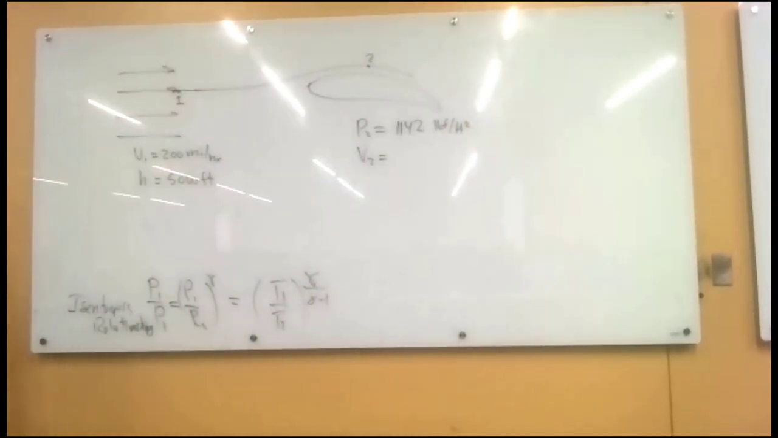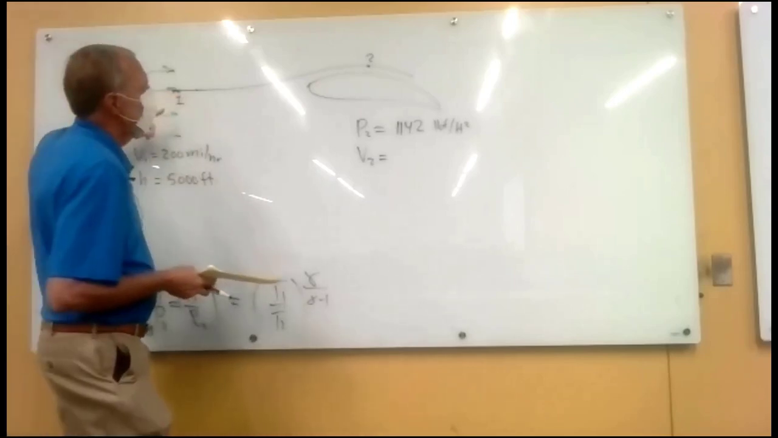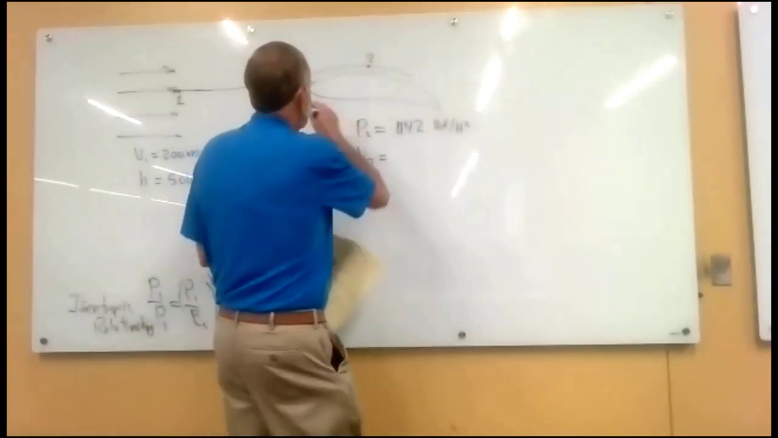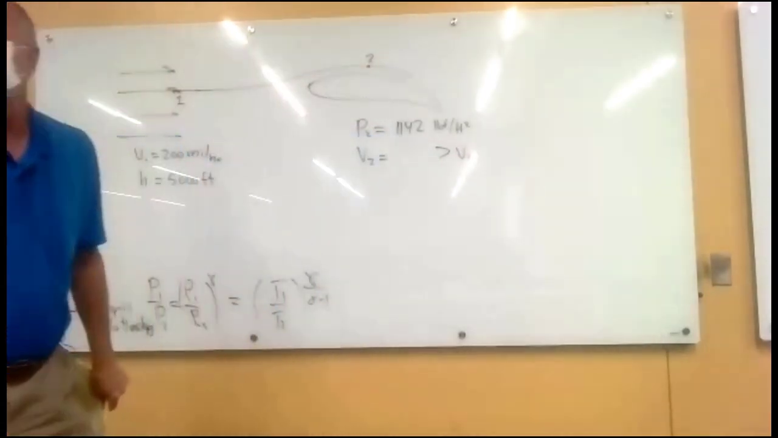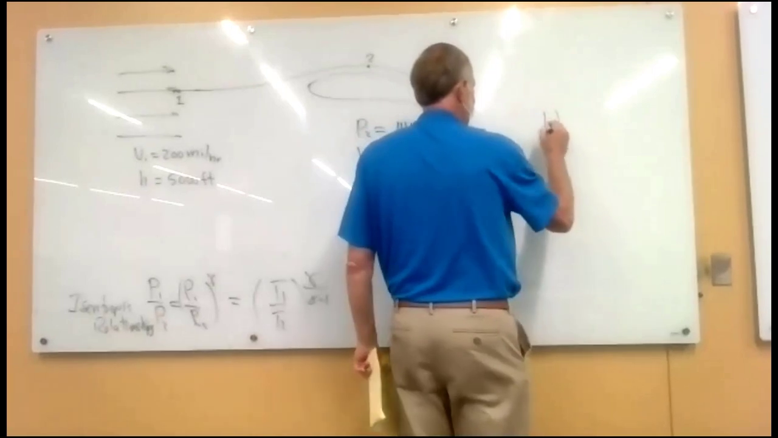All right, we're not going to assume incompressible flow. We're going to say this is compressible flow. This is pretty close to the borderline, right, of 225. But as the air goes around the top of the airfoil, it's going to speed up, so this is going to be bigger than V1. So we're not going to say that it's low speed. So this is high speed flow.